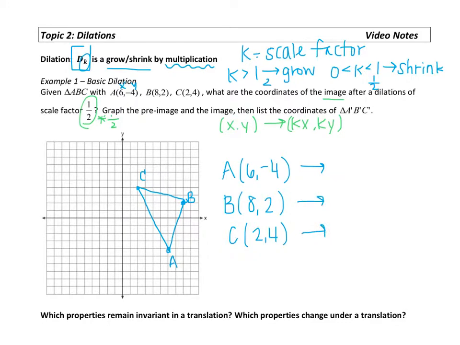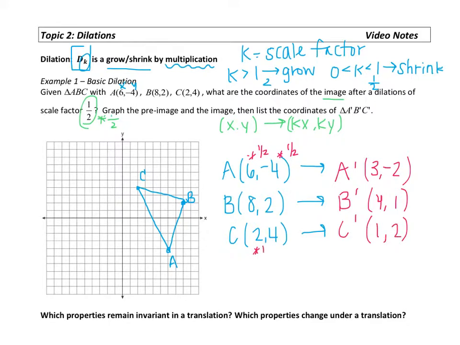So here I'm taking each of my coordinates of the pre-image, ABC, and mapping it onto the image A prime, B prime, C prime. And so what I'm doing is multiplying each of these, the x and the y coordinates, by 1/2. 6 times 1/2 is 3. 4 times 1/2 is 2. Then I'm moving on to B. 8 times 1/2 is 4. 2 times 1/2 is 1. And C. 2 times 1/2 is 1. 4 times 1/2 is 2. So again, all I did was take each of these numbers and multiply by 1/2.